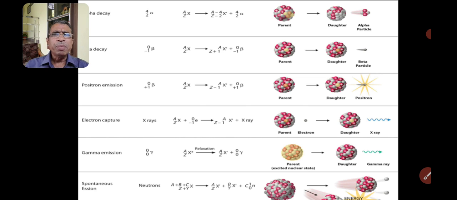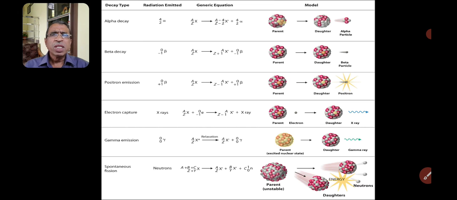Coming to the beta decay. In beta decay, the ejected particle is a beta particle, which is nothing but an electron. So when an electron is ejected, if an element X with atomic number Z and mass number A, the new element that is formed will have atomic number Z plus 1, but its mass number remains the same, during the emission of beta particles.